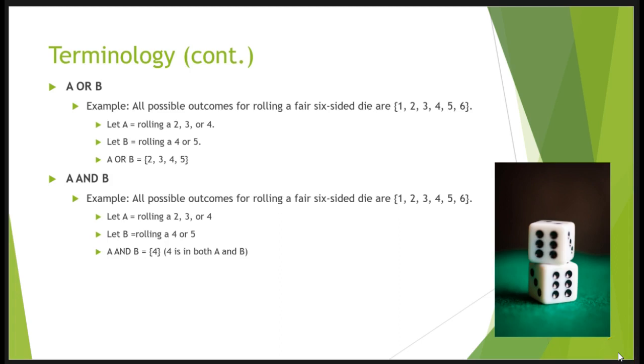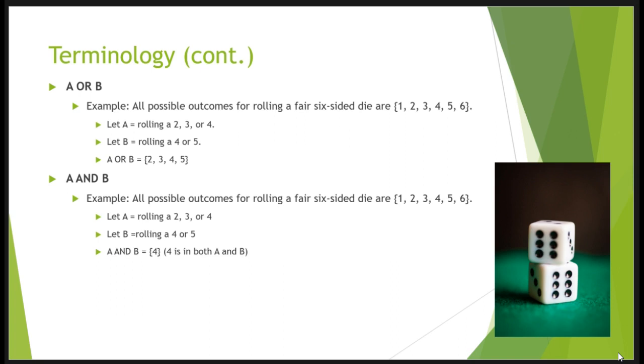All right, some more terminology. A or B means that an outcome is in event A or is in event B or in events A and B at the same time. So let's look at an example. All possible outcomes for rolling a fair six-sided die are 1, 2, 3, 4, 5, 6.